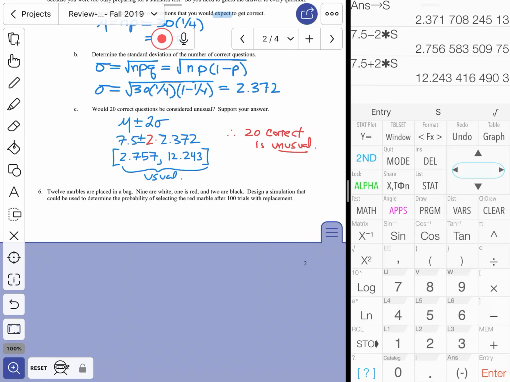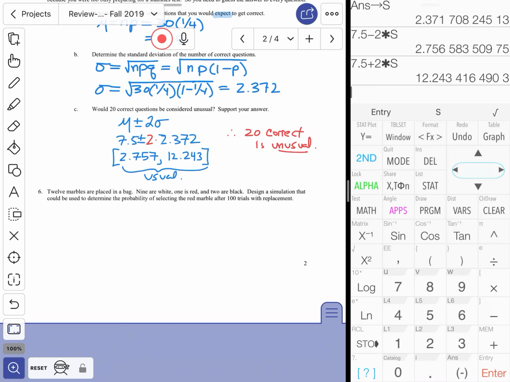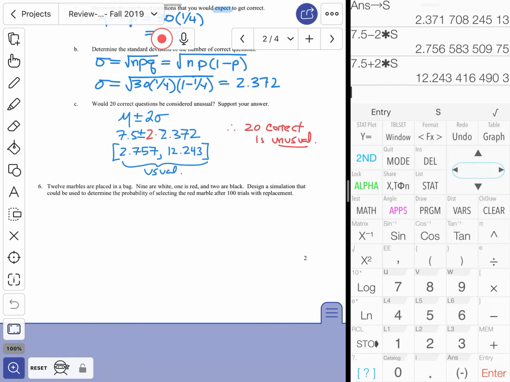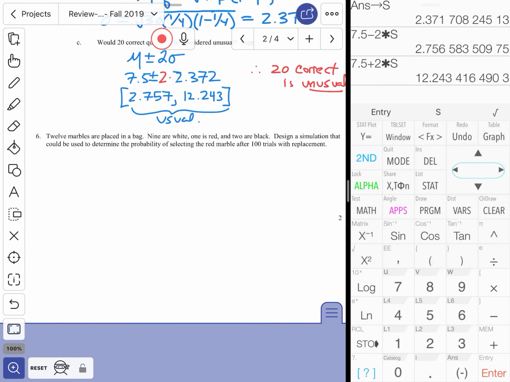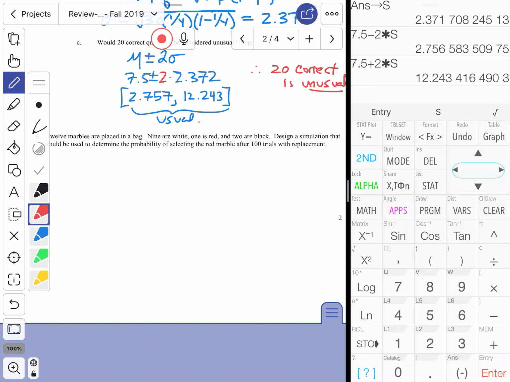All right. Next up is number 6. 12 marbles are placed in a bag. 9 are white, 1 is red, 2 are black. Design a simulation that could be used to determine the probability of selecting the red marble after 100 trials with replacement. All right, so here I'm not looking for you to actually give me the outcome. I'm just looking for, I mean, if you want to give the outcome, you can give the outcome. But my thinking is people could just make up those numbers. So it doesn't benefit me too much.